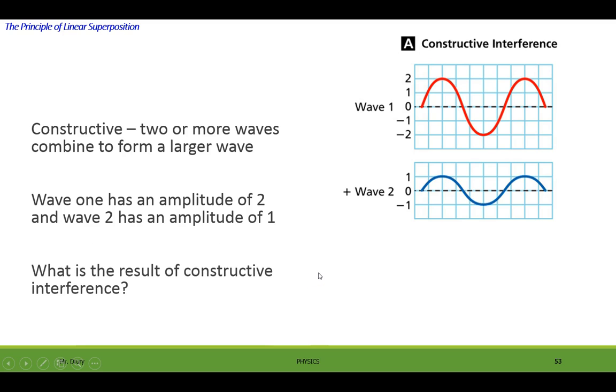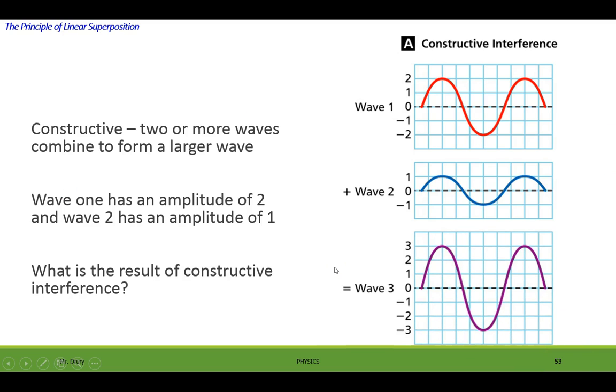What would the result of constructive interference look like? So in other words, when these two waves are exactly lined up with each other, or in phase, what would it look like? It would look just like this. 1 plus 2 is 3.